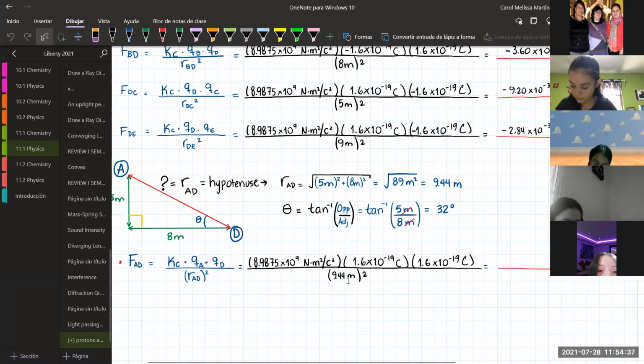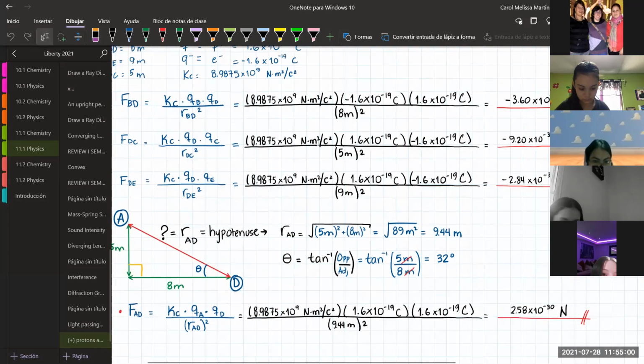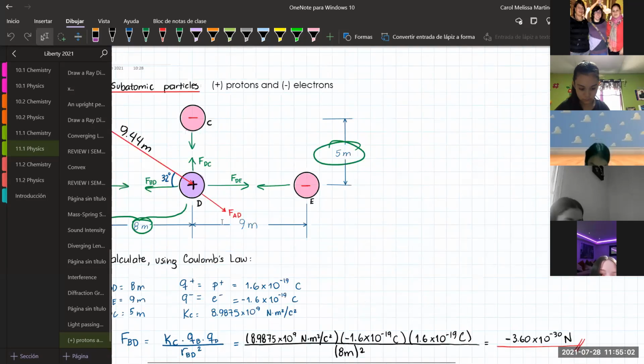2.58 times 10 to the negative 30 power. These are in newtons. Now, with this, we complete the diagram of the particle D, because now we know the force AD, okay?